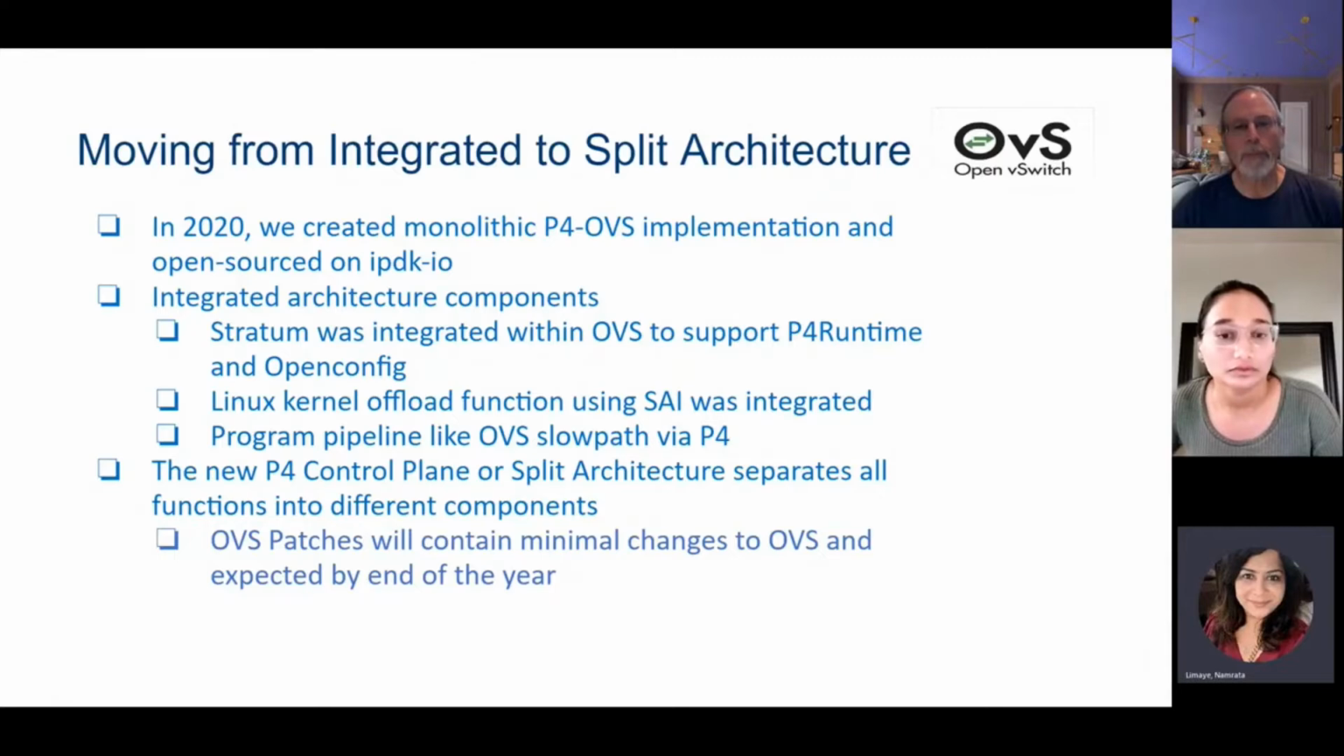This architecture separates all the functions into different components. Now we have an infra P4D that contains P4 Runtime and OpenConfig, supporting both of them using Stratum. We also integrate SAI and the Linux kernel offload function in infra P4D. And we've implemented the OVS Sidecar, which Nupur will go over later, to integrate with infra P4D. This kind of implementation enabled us to have OVS patches which contain minimal changes to OVS, and we plan to upstream them, sending the patches by the end of the year. Over to you, Derek.